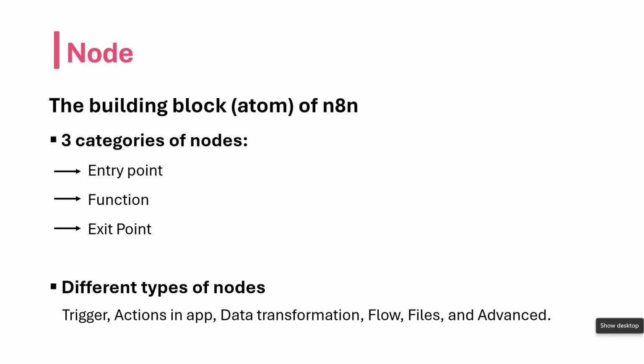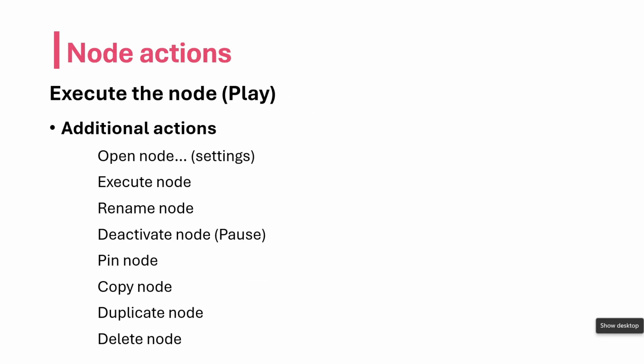Once your node is configured, you can execute it individually using the play button. You can usually see a play button in a panel, which is also called the open node settings. Here you can see the execution option, which is like a play button, so you can click it and execute the specific node.